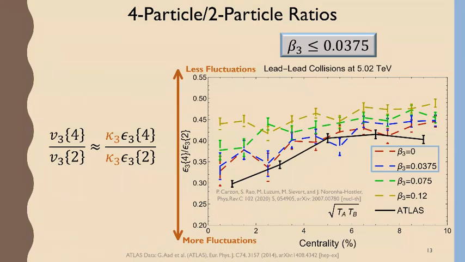And so here is the 4-particle to 2-particle ratio for epsilon 3. And this is plotted in relation to data from ATLAS. And so you can see that there's an increase in fluctuations of your triangularity as you increase the beta 3 parameter, but it actually reduces agreement with the experimental data. So from this observable, you would prefer smaller beta 3s.